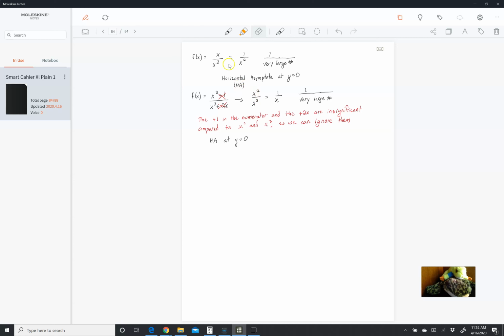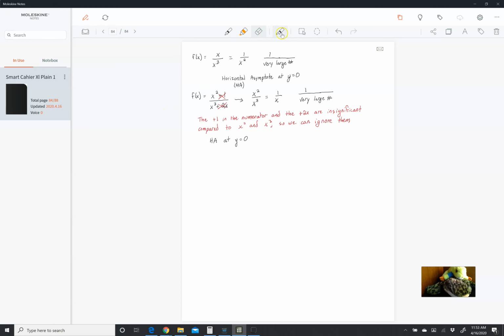Which means that we're kind of coming to a conclusion. We're saying if the denominator grows faster than the numerator, okay, then the horizontal asymptote is at y equals 0, because we wind up just simplifying to 1 over a very large number. Okay, how do we know if the denominator is growing faster than the numerator? We can look at the degree here. So the degree of the denominator is 3. The degree of the numerator is 2. The degree of the denominator is greater than the degree of the numerator. So the denominator is growing faster.